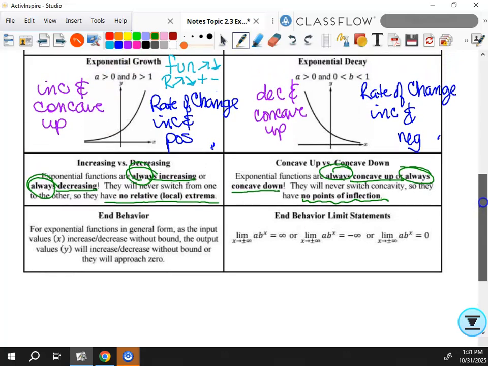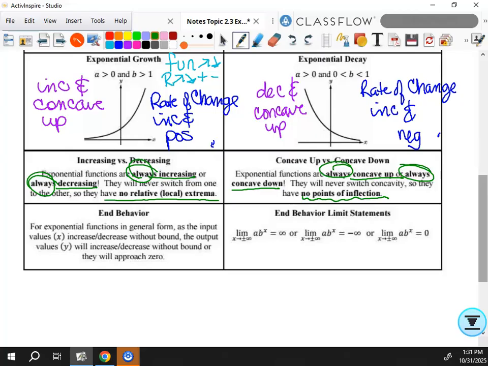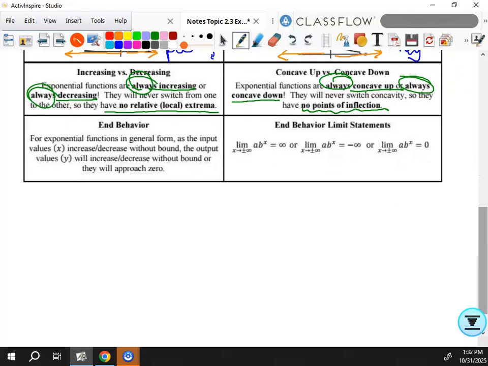Then if we think about our end behavior, here as x approaches negative infinity, what is the function approaching? Zero, because of that asymptote. As x approaches infinity, what is the function approaching? Infinity. Here, as x approaches negative infinity, what's the function approaching? Infinity. And as x approaches infinity, the function's approaching zero. So your only answers to these limits are infinity, negative infinity, or zero. That's it.